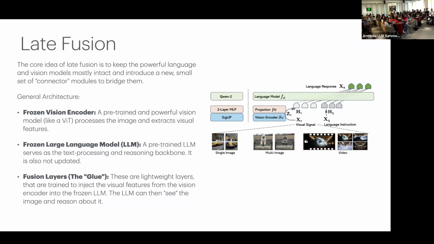And so the example on the right, I think, was probably the very first open source example of these late fusion models. I think this is from the LLaVA paper. The idea here is that if you have an image, you pass it through something like SigLIP, and then your fusion layer is a very simple 2-layer MLP. This is the only part of the whole process that is trainable. Then you take the output of this MLP and pass it to a frozen Qwen.